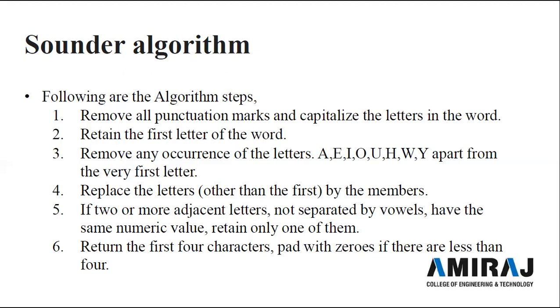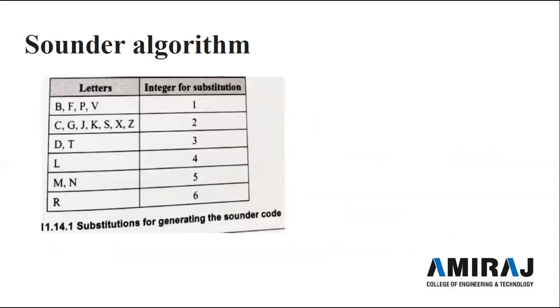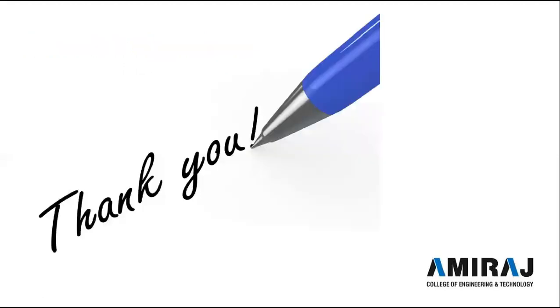Now the fifth step says that if a letter occurs more than one time, two or more times, and it is not separated by a vowel and they have the same numeric value, we will retain only one of them. Which means that if one letter is G and beside G there is S, and G and S are not separated by any vowel, then we will retain only one of them. We can retain G because they have the same numeric value. Okay, so this is our Soundex algorithm. And here we finish our chapter 8. Thank you.